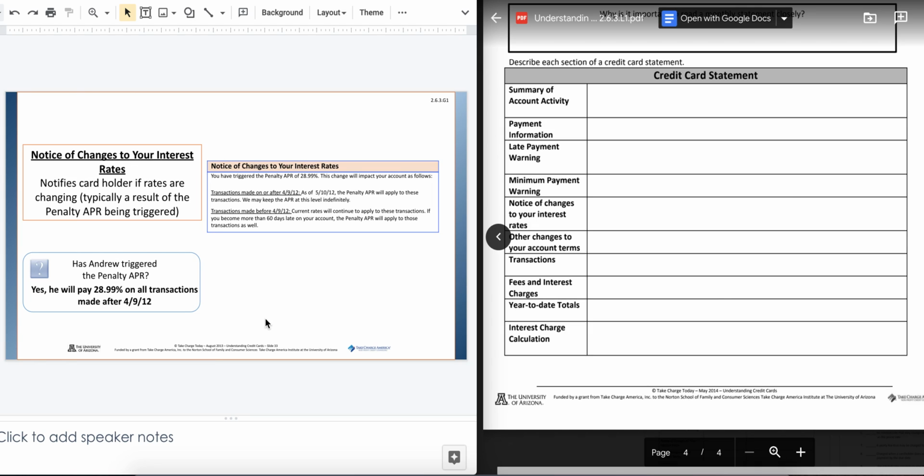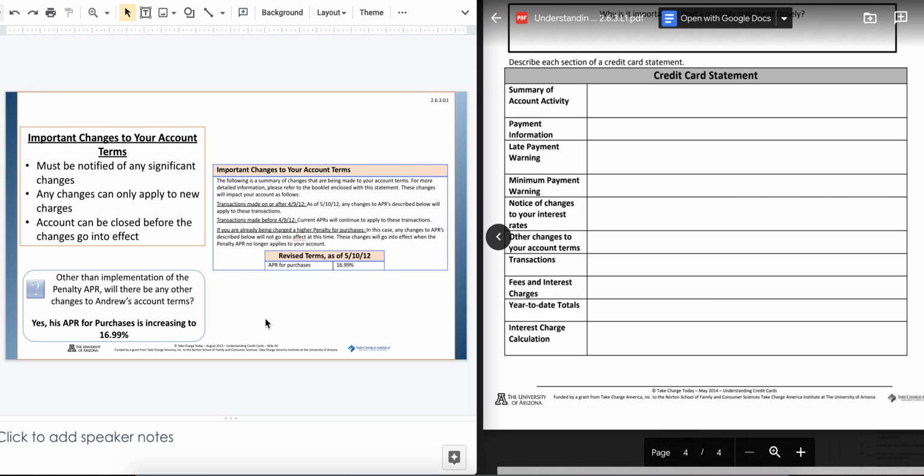Next, we have, again, just the notice to our changes in our interest rate. They put these on our credit statement. That way we don't always have to go back to our contract or always go back to our Schumer box. It gives us the most updated information. But it's going to, again, identify if our interest rates are changing and tell us what they are changing to.